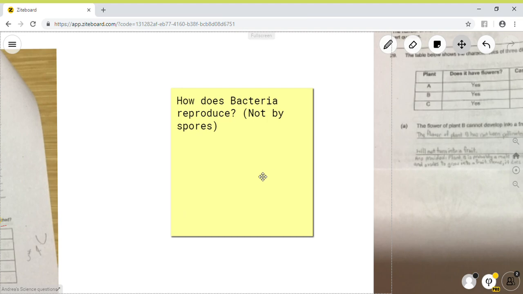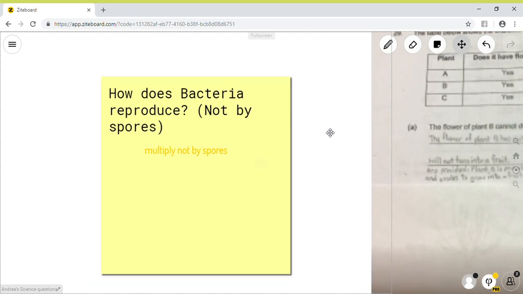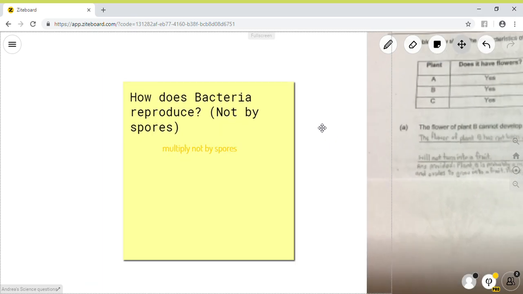Okay, how do bacteria reproduce? They multiply. Right, it's not by spores. They just multiply, like cell division type. So it's not by spores. Bacteria is not by spores.